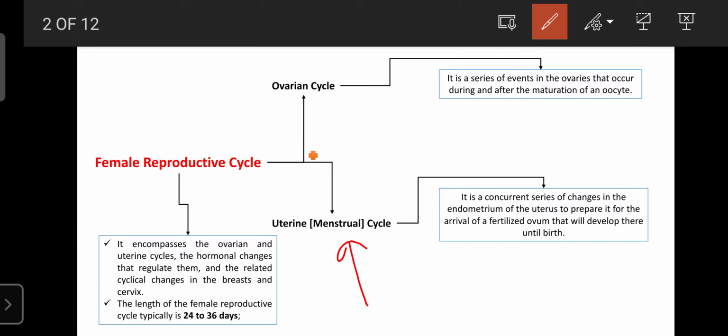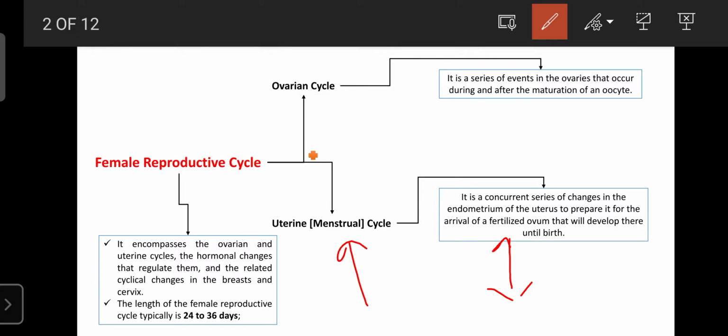If the ovum is not fertilized, then those changes are responsible for the menses or menstrual flow. So it is also known as the menstrual cycle. The favorable environment is created in the uterus: if a fertilized ovum reaches it, that is helpful for development. If an unfertilized ovum reaches it, then it causes the menses or menstrual flow. That's why the uterine cycle is also known as the menstrual cycle.